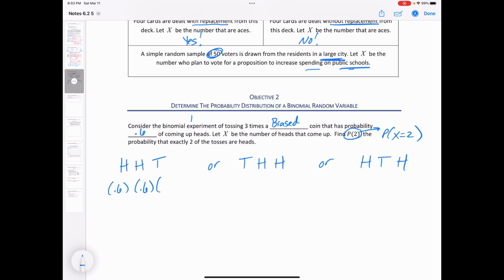The probability of tails is going to be 1 minus 0.6, or 0.4, using the complement rule. And I can multiply these because they're independent, and I get 0.144. Now, if you look at the next one, that's going to be the same thing. You wouldn't even really have to put the numbers in for that. And the same thing for the last one.